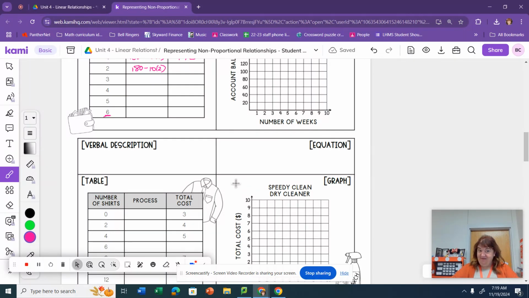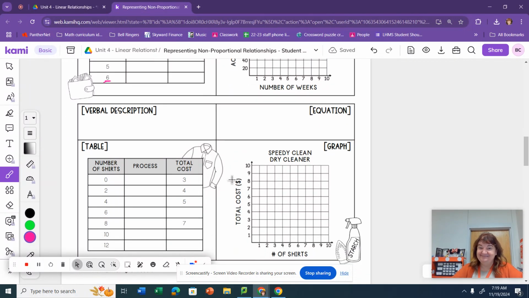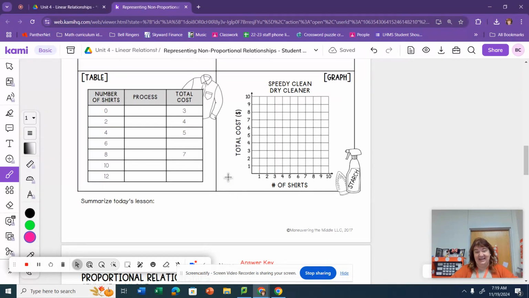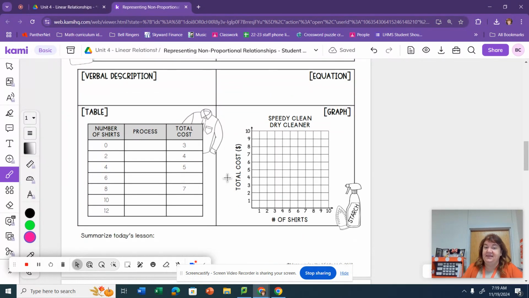Did you finish your graph? Did you get the questions right? I hope so. Okay, let's look at this last scenario. We have Speedy Cleaner, okay, and then we have 0 shirts, the process, and it's $3. Well, that right there tells me it's going to be plus 3. Plus 3.